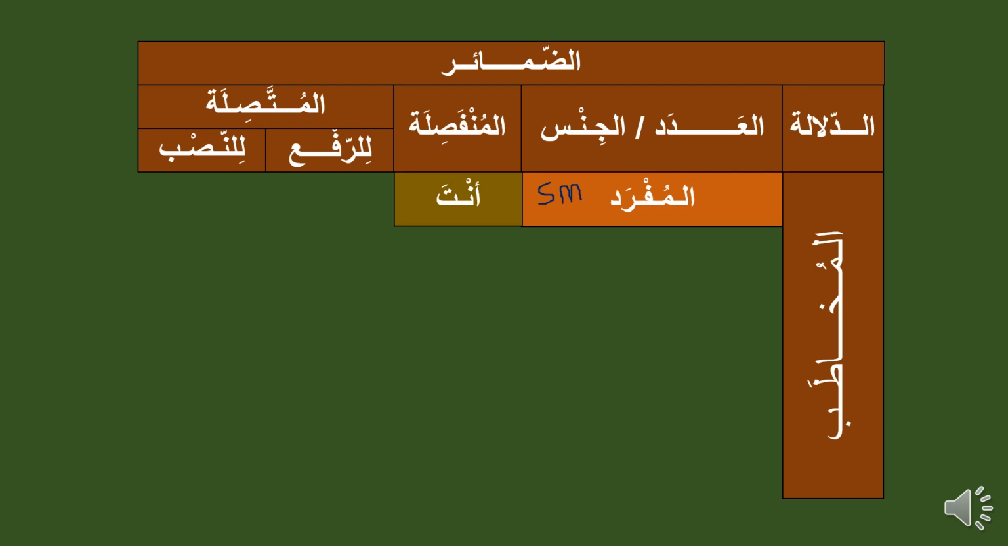So this is domir munfasil, the detached pronoun of mukhatab al mufrad al muzakkar. The attached pronoun, in terms of it being a subjective pronoun, is going to be ta. You want to say you beat now? You beat. You are not going to say doraba anta.